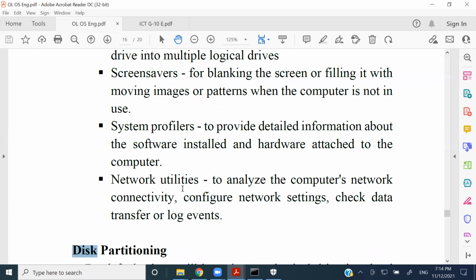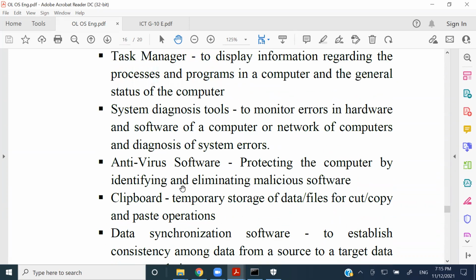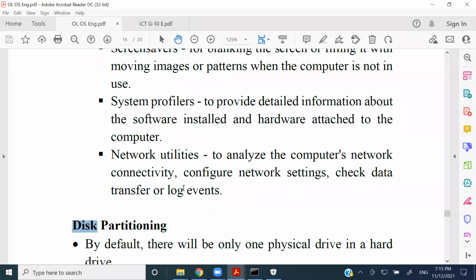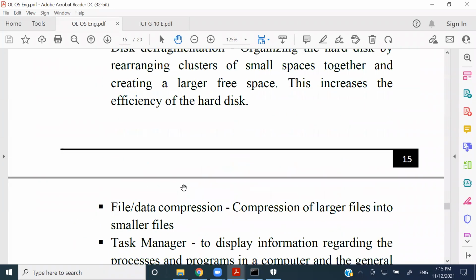And system profilers show you the details about the system, as well as network utilities. They provide the facilities to configure the network, to check the data being transferred through the network, and about connectivity issues, all these things regarding the network are given by the network utilities, right? So that is one big list of the utility software that you can find inside the operating system.